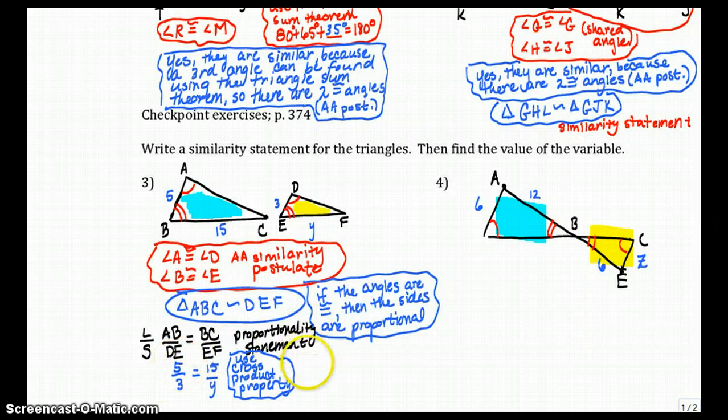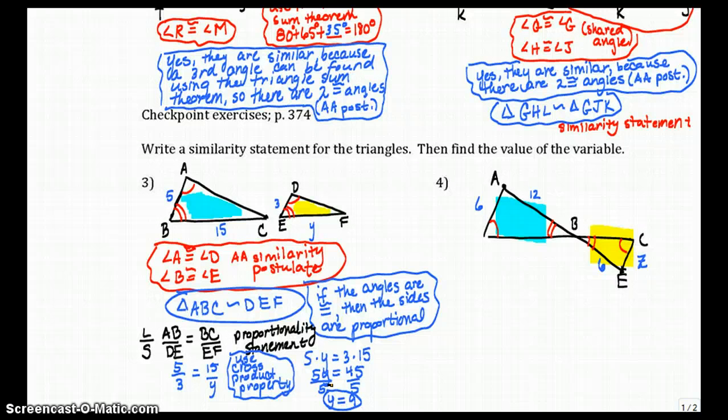So we're going to go 5 times y equals 3 times 15. And 5 times y is 5y, and 3 times 15 is 45. We're going to divide both sides by 5 using the division property of equality, and y is going to equal 9. So we've actually used the angle-angle similarity postulate to help us find the value of y.